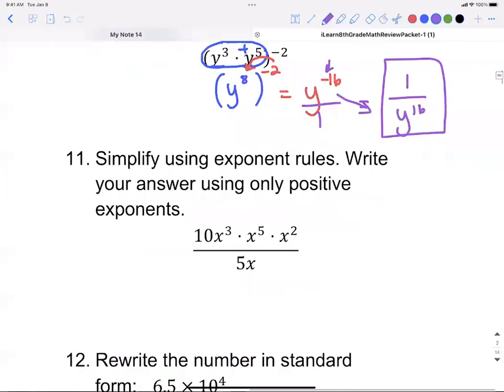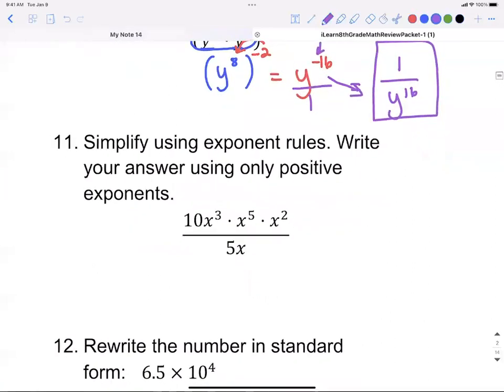All right, same thing, simplifying using exponent rules, positive exponents only. Before we do anything, we're going to simplify across the top. So that 5x I'm going to leave alone for right now. The 10 I'm going to leave alone because there's no other number on the top to multiply it by. And then I've got base, base, base, so I keep my base. It's all multiplication, so I add and I add. 3 plus 5 is 8, plus 2 is 10.